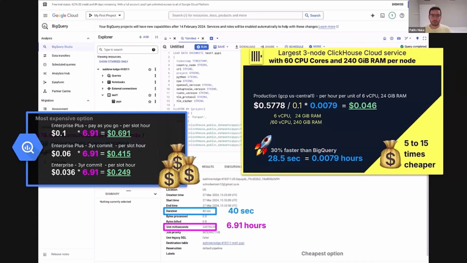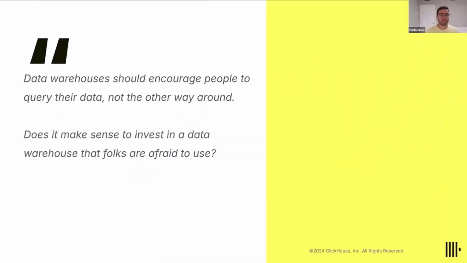Again, if you run a single query a month, BigQuery is going to be cheaper. There is no discussion there, right? But if you're actually running multiple queries concurrently and in parallel, then ClickHouse definitely shines. And one thing that I think is really important as I was studying BigQuery is that data warehouses should encourage people to query their data, not the other way around, right? So does it make sense to invest in a data warehouse that folks are afraid to use?